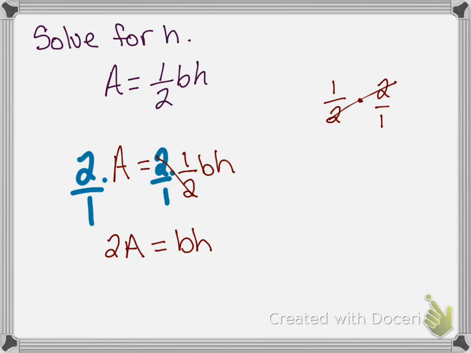And I'm solving for h, so my next step is to divide by b. So my final answer is h equals 2A over b.